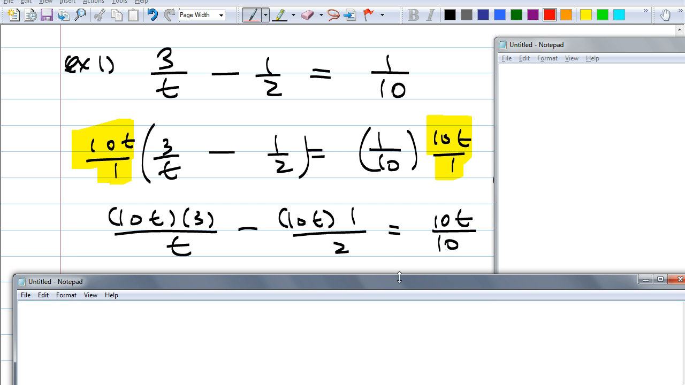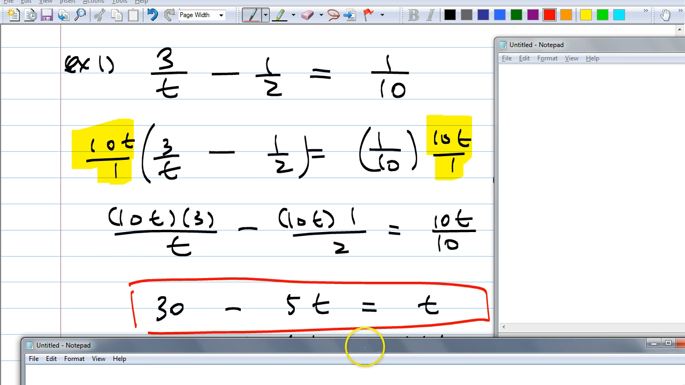Why do we multiply both sides by this? So that all the denominators will go away, right? Do they go away, all of them? Yes. On the left, Justin, what do you get when you simplify? 30 minus 5, 5 or 5t? Oh, 5t. Uh-huh. Equals t.